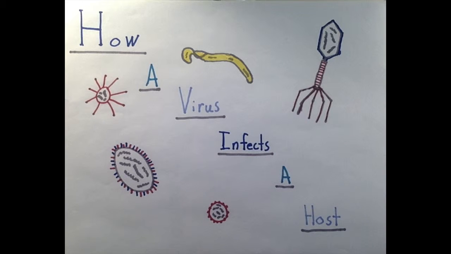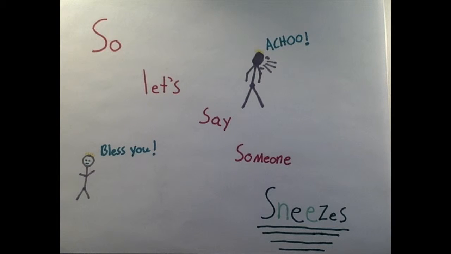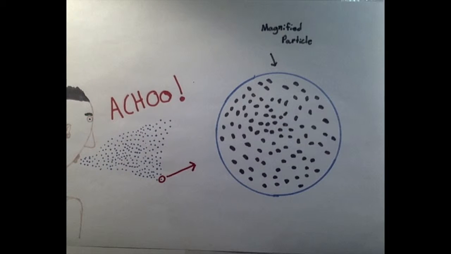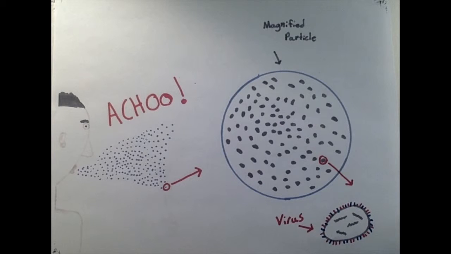How a virus infects a host. So let's say someone sneezes. When they sneeze, they typically release saliva and mucus particles that tend to be relatively harmless, unless that person's sick. Then in that case, these particles contain lots of viruses that are ready to infect a new host.